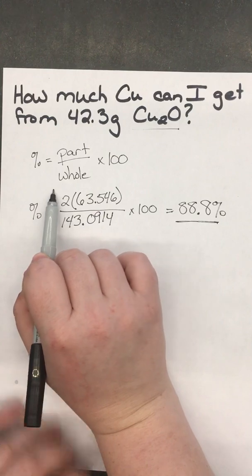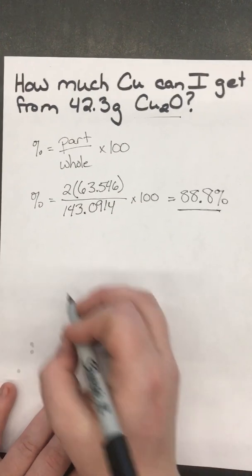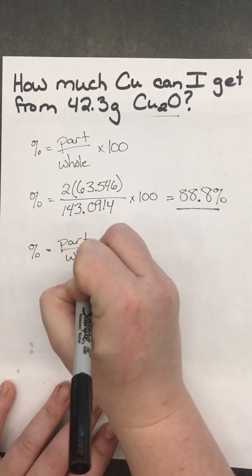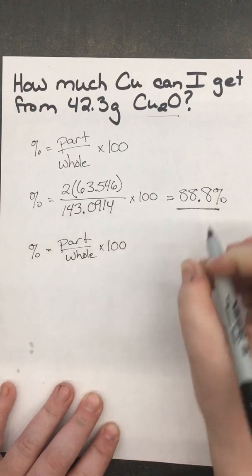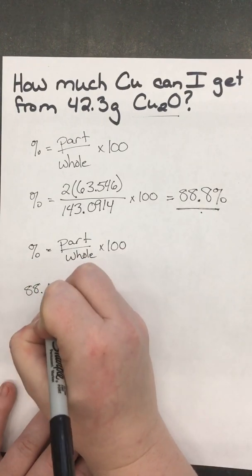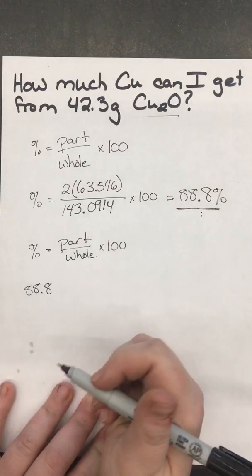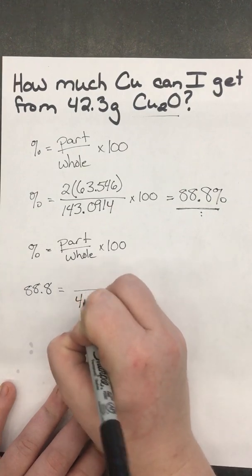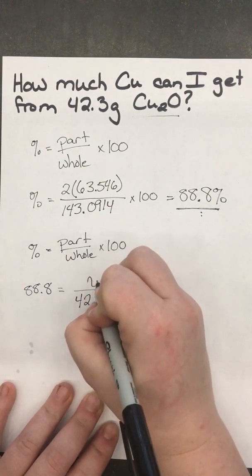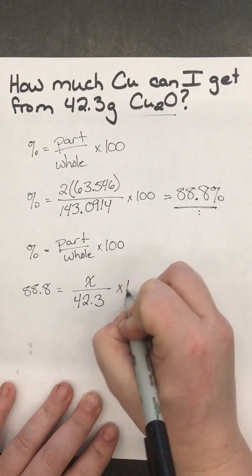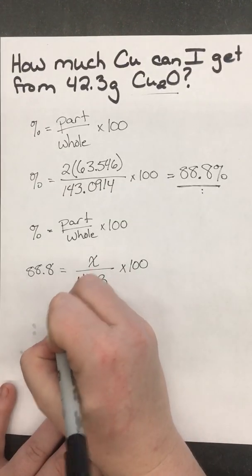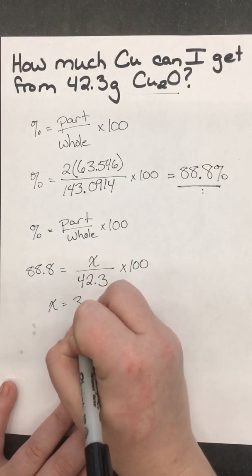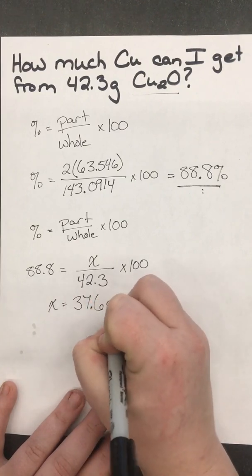I can now use the percent composition formula again. Percent equals part over whole times 100. Well, now I know that the percent is 88.8. Again, leave the entire answer in your calculator. And this sample that I have has a mass of 42.3 grams. I want to know what part of that is copper. When I solve that for x, I end up with 37.6 grams.